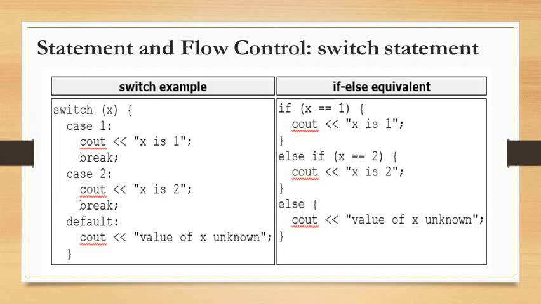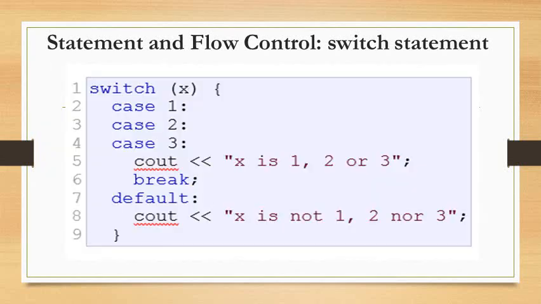We have the switch example, we have the if-else example. Basically, they look alike, they produce the same output. We have here switch x begin, case 1, it will print cout x is 1, then it will break. Case 2, it will print x is 2, then break. The default: value of x is unknown. Now look at the if-else counterpart of it. If x equal to 1, cout x is 1. Else if x equal to 2, cout x is 2. Else, cout value of x is unknown. They will produce the same result with different approaches. Hope you get the concept.